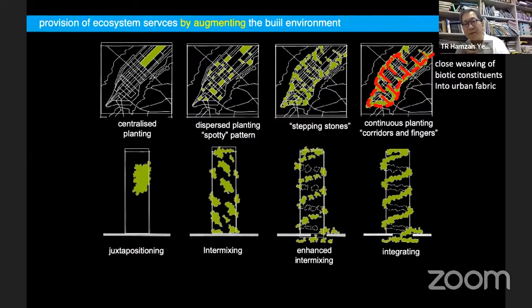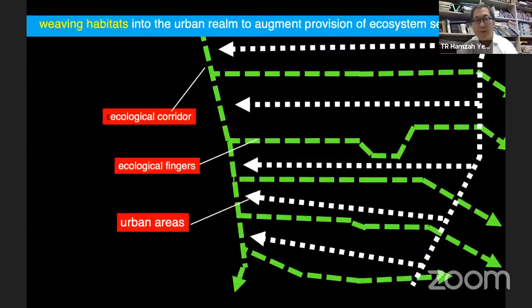So I thought if we can't imitate this, we can't replicate this technologically, we should augment our built environment with nature as close as possible, and we should weave our biological constituents into the urban fabric so that nature produces the ecosystem services within our built environment. And so the idea was to have ecological corridors. We weave the ecological fingers and corridors into the urban areas.